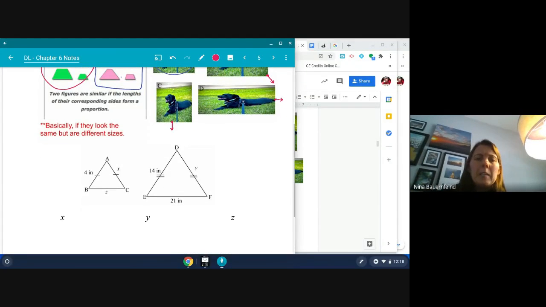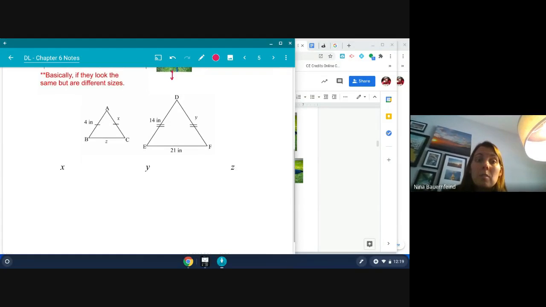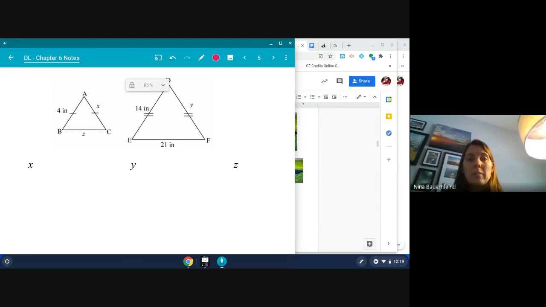So let's look at some examples. Here we have two triangles. They look similar, meaning they look the same, but just different sizes, but we don't know for sure what those sides are. So in all of these, just assume that they are similar figures because we are in the similar figures unit. There are three things we need to find: X, Y, and Z.